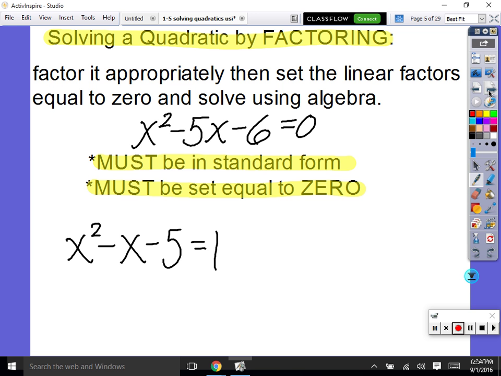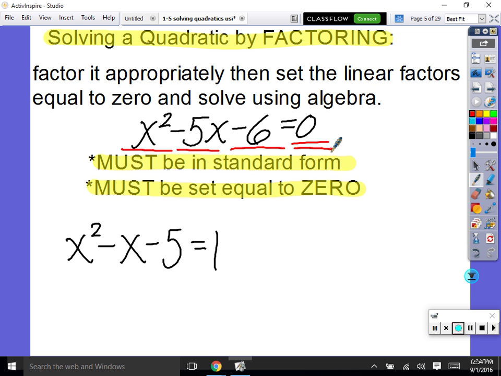How to solve by factoring is first, make sure it's in standard form. The highest degree to the lowest degree. Ax squared plus bx plus c. Does everybody understand? Next rule, make sure it's set equal to 0. If it's not equal to 0, you need to fix that first. Then next thing, what you do to solve by factoring is you factor it. Then you set those factors equal to 0 and you solve. Okay, so it's pretty easy.